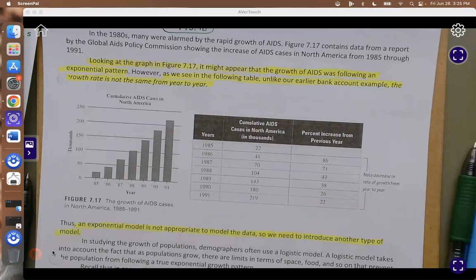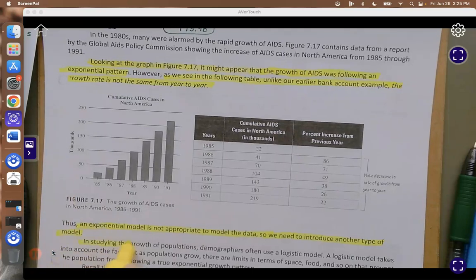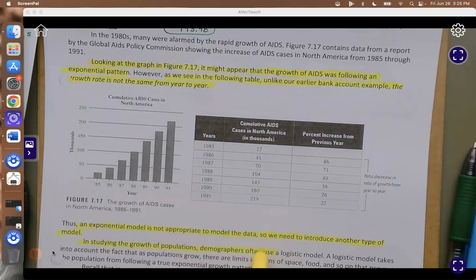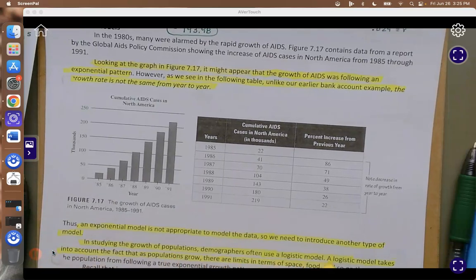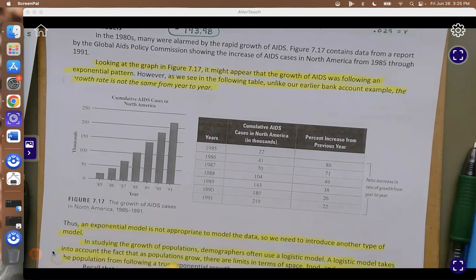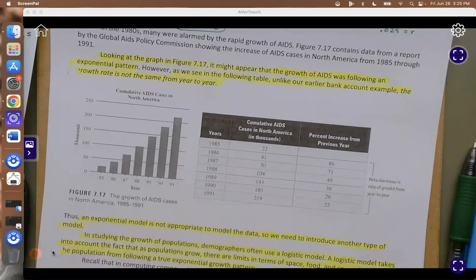So in studying the growth of populations, demographers often use a logistic model. A logistic model takes into account the fact that as the population grows, there are limits in terms of space, food, and so on to prevent the population from following a true exponential growth pattern.